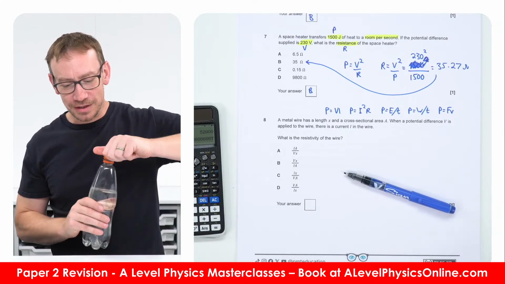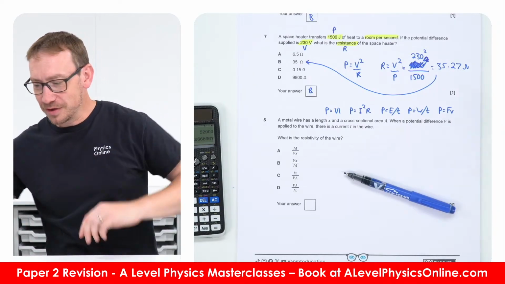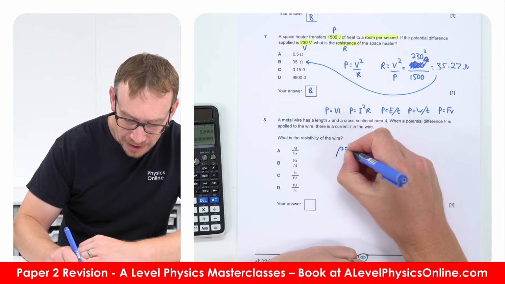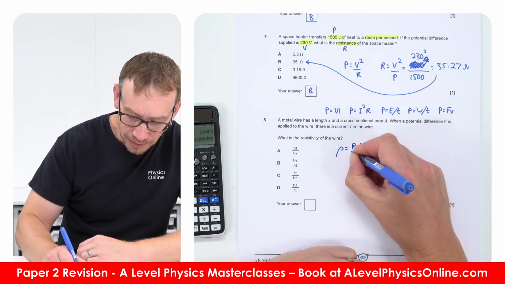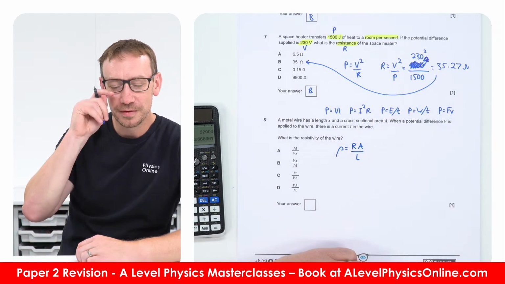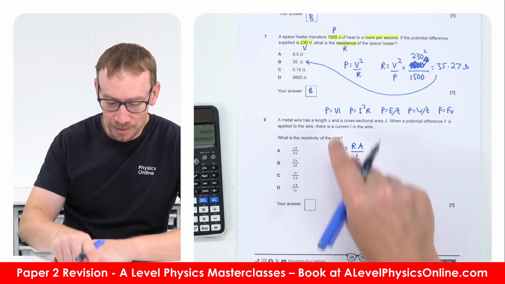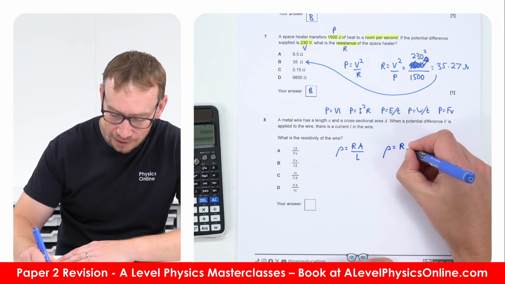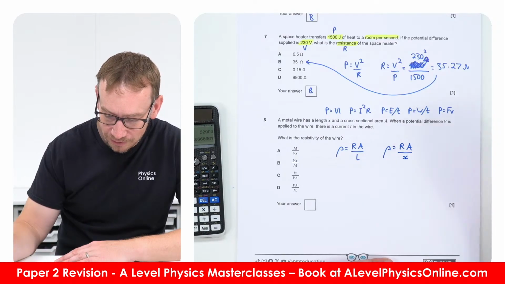Okay, right, so what is a resistivity? So I would start by saying that resistivity is equal to RA over L. So that'd be my first approach. But we've been given the length as X. So that means resistivity is RA over X.